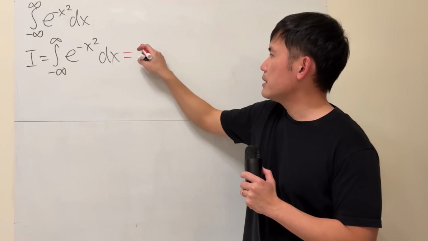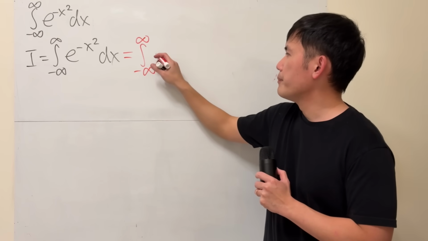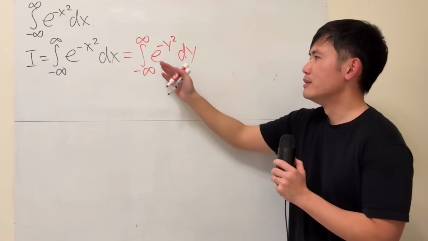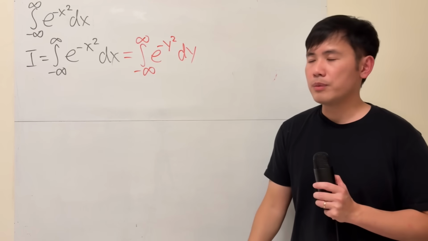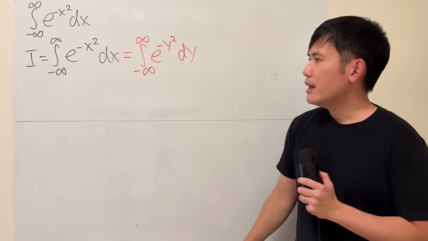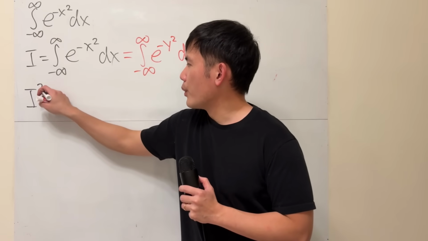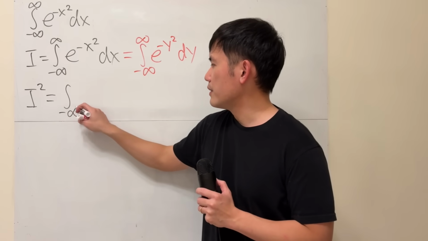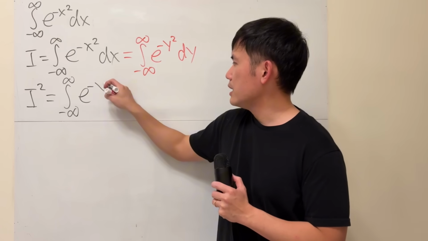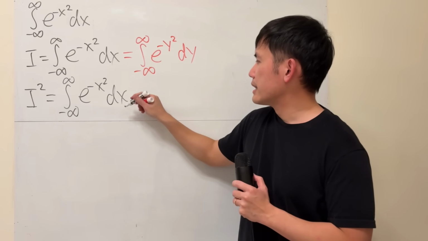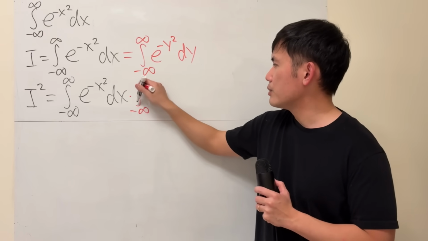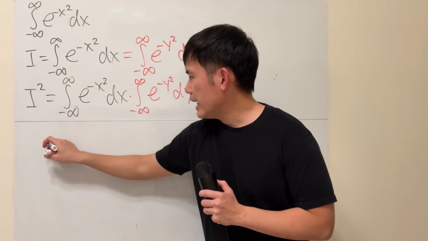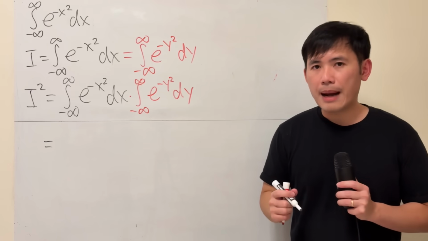But notice this is the same as the integral of negative infinity to infinity, e to the negative y squared dy. Because all we did was just change the dummy variable, so they are totally okay, right? Now, I squared, I'm just going to multiply this and that together, so we get the integral negative infinity to positive infinity, e to the negative x squared dx times the integral negative infinity to positive infinity, e to the negative y squared dy. And then we will put this into a double integral.